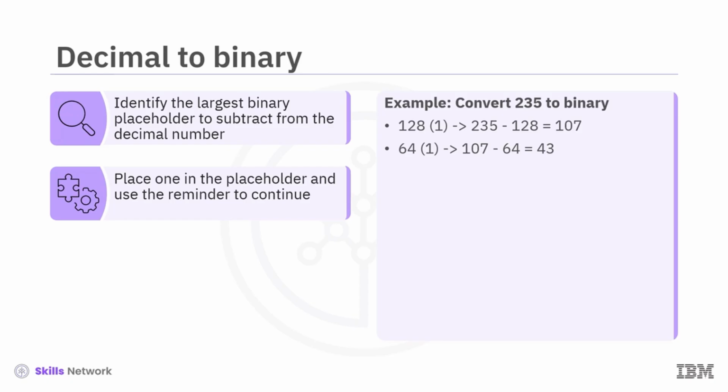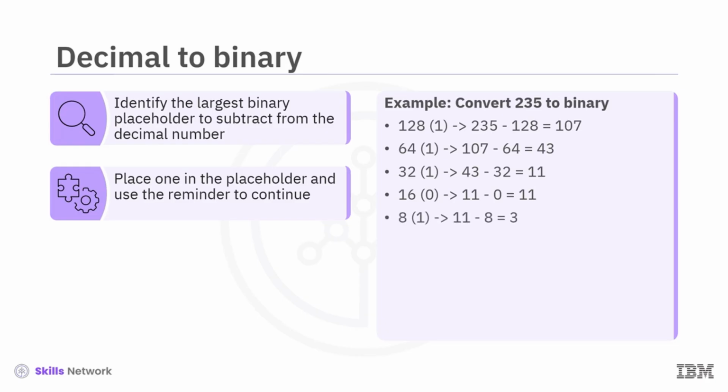Check the next placeholder down, if 32 can be subtracted from 43. Yes. Now, add 1 to the 32 placeholder and subtract it from 43, leaving the answer as 11. For the next step, check the next placeholder down, if 16 can be subtracted from 11. Since 16 is greater than 11, put a 0 in the 16 placeholder and check the next placeholder down.